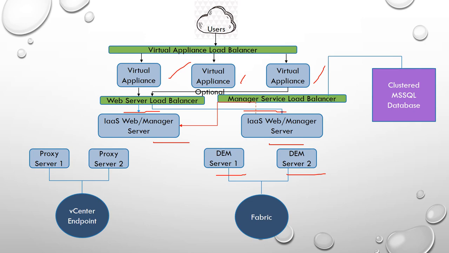You can have all your dem workers running on a single dem host, but it's better to distribute them so that in case your dem host goes down, you will still have some dem workers running on a different dem host. You're going to deploy your proxy agents on another Windows server.